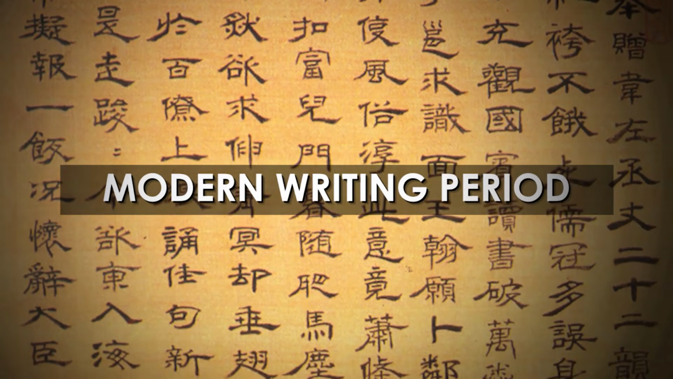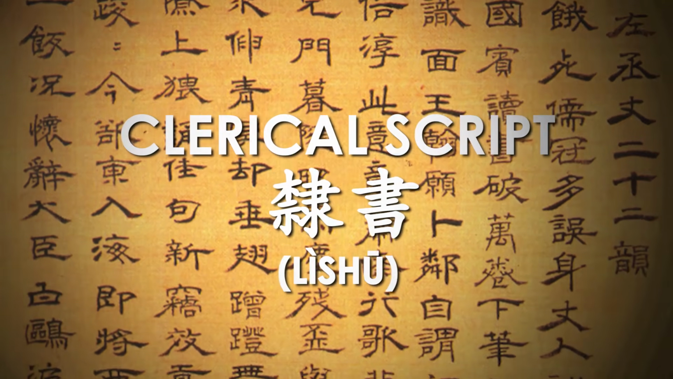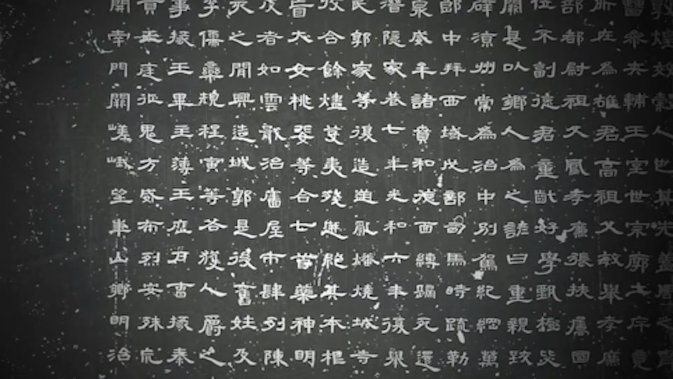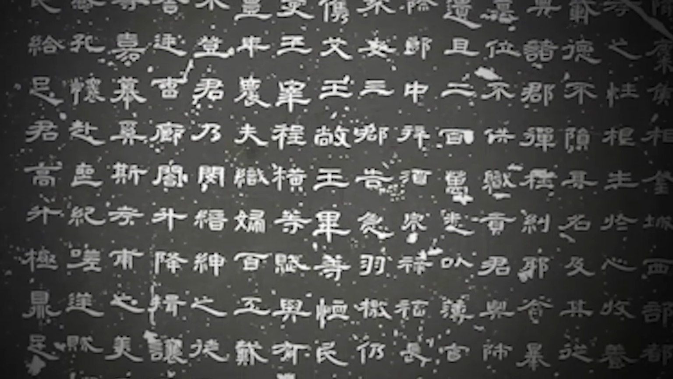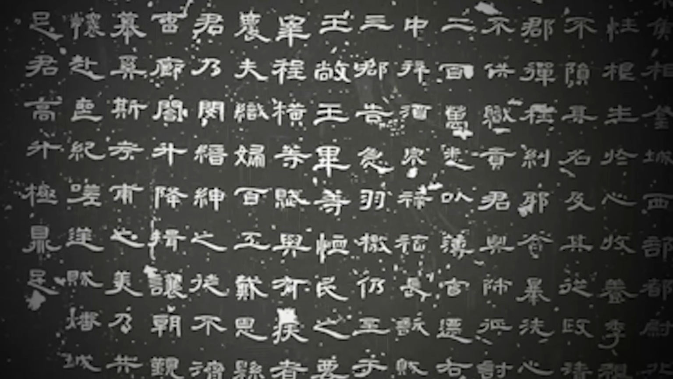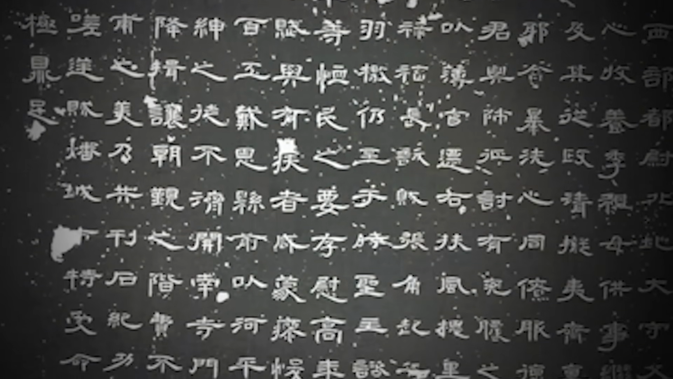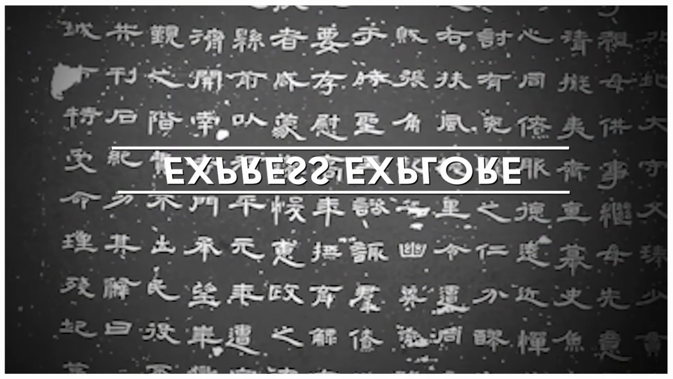Clerical Script, or Li Shu, appeared around 206 BCE to 220 AD. It was a much more simplified version of the seal script, replacing curves and circles with straight lines and squares. Clerical Script would later evolve into the regular Chinese script we know today, without much changes other than the simplification of strokes. But the evolution of Chinese characters didn't stop there.